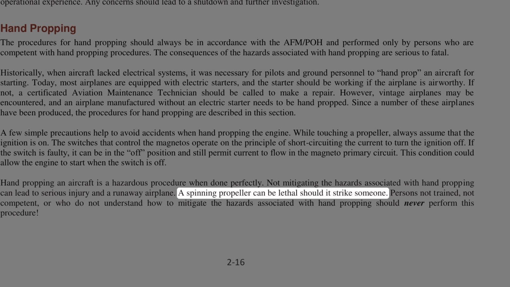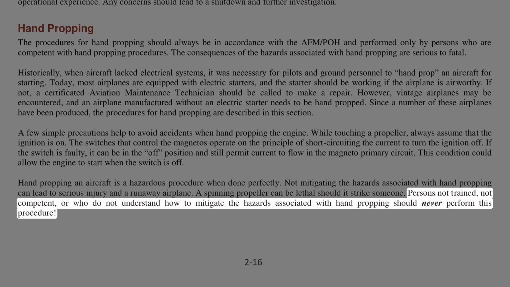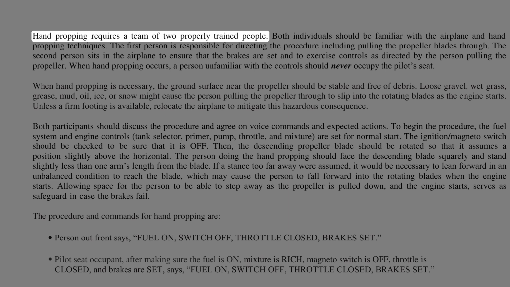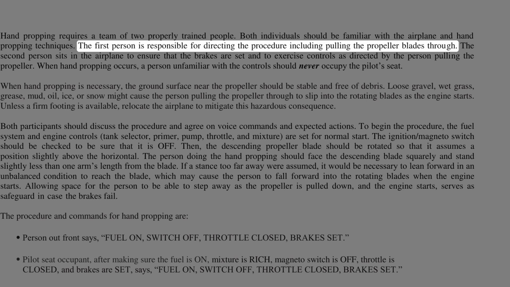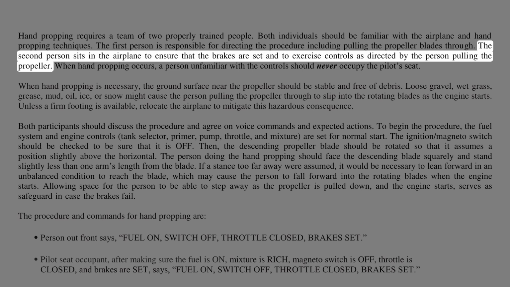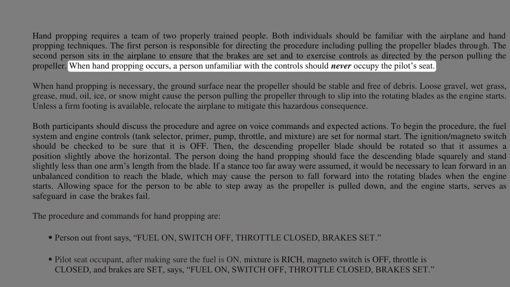A spinning propeller can be lethal should it strike someone. Persons not trained, not competent, or who do not understand how to mitigate the hazards associated with hand-propping should never perform this procedure. Hand-propping requires a team of two properly trained people. Both individuals should be familiar with the airplane and hand-propping techniques. The first person is responsible for directing the procedure, including pulling the propeller blades through. The second person sits in the airplane to ensure that the brakes are set and to exercise controls as directed by the person pulling the propeller. When hand-propping occurs, a person unfamiliar with the controls should never occupy the pilot's seat.